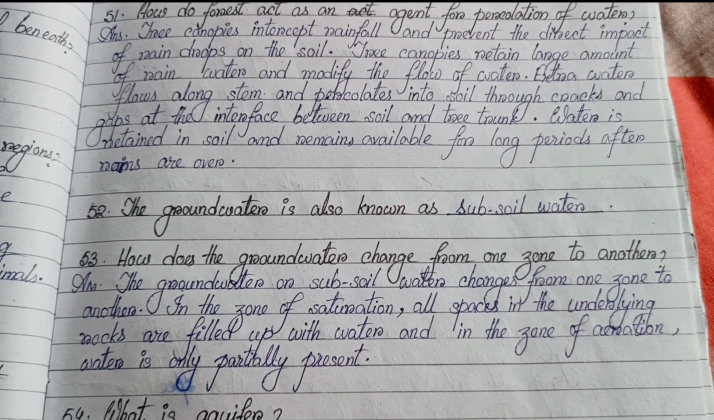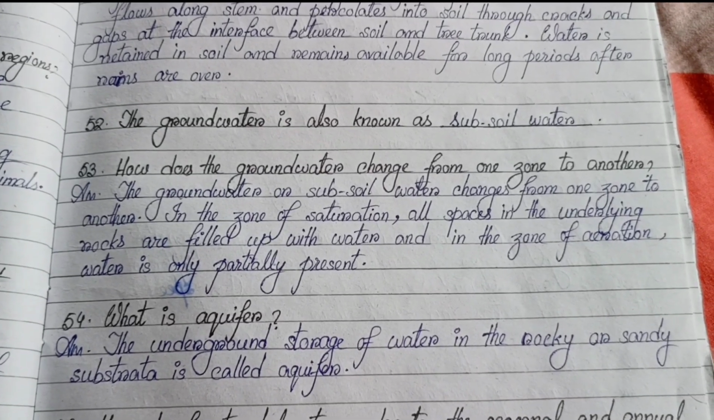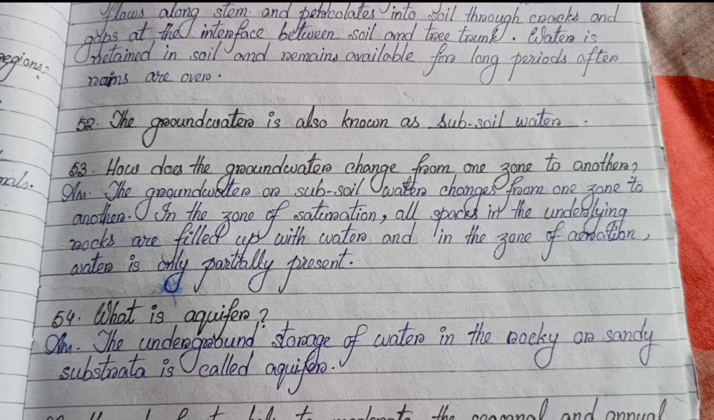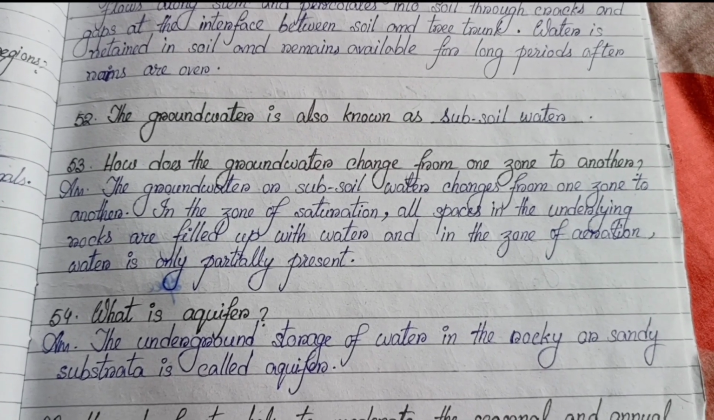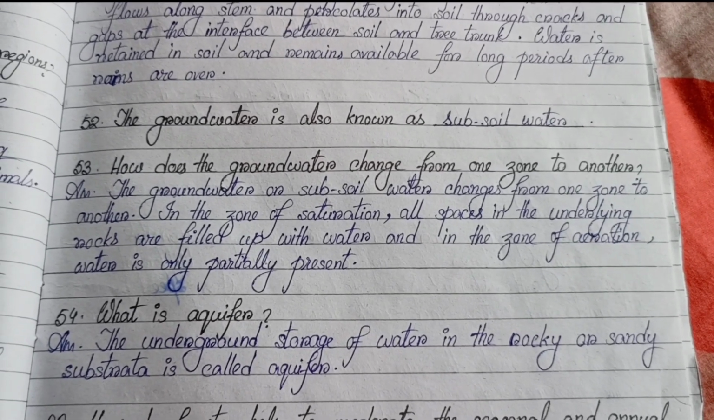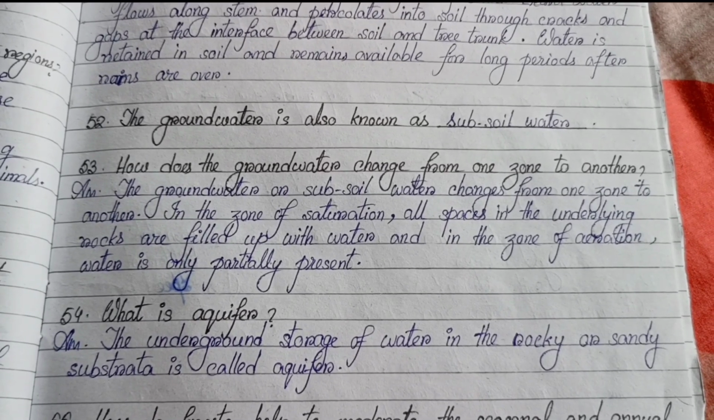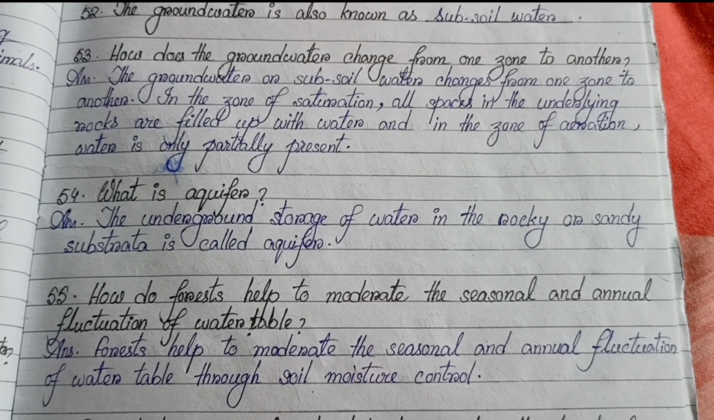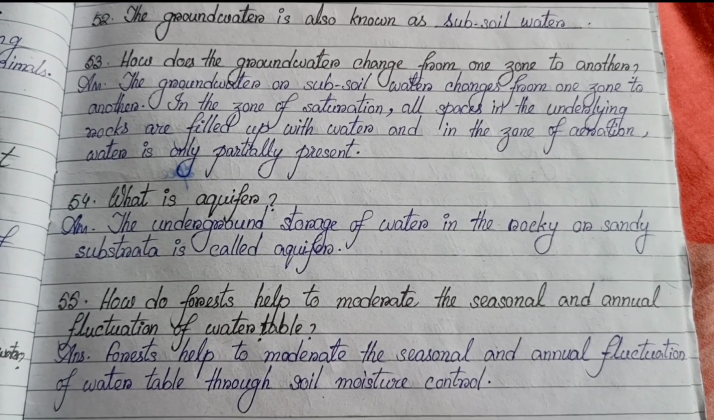52. The groundwater is also known as subsoil water. 53. How does the groundwater change from one zone to another? The groundwater or subsoil water changes from one zone to another. In the zone of saturation, all spaces in the underlying rocks are filled up with water, and in the zone of aeration, water is only partially present. 54. What is an aquifer? The underground storage of water in the rocky or sandy substrata is called an aquifer.